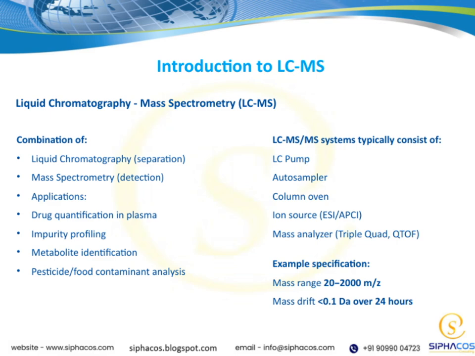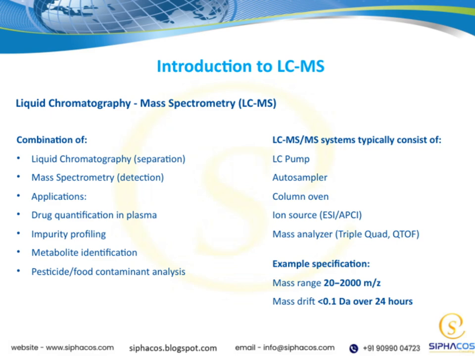Next, we have the ion source, which can be electrospray ionization or atmospheric pressure chemical ionization. These are methods used to convert the liquid sample into ions. Finally, the mass analyzer, such as a triple quadrupole or a QTOF, measures the mass-to-charge ratio of these ions. For example, a typical mass spectrometer might cover a range from 20 to 2000 m/z, and it's designed to keep the mass drift very minimal, less than 0.1 over a 24-hour period, ensuring reliable, consistent results.